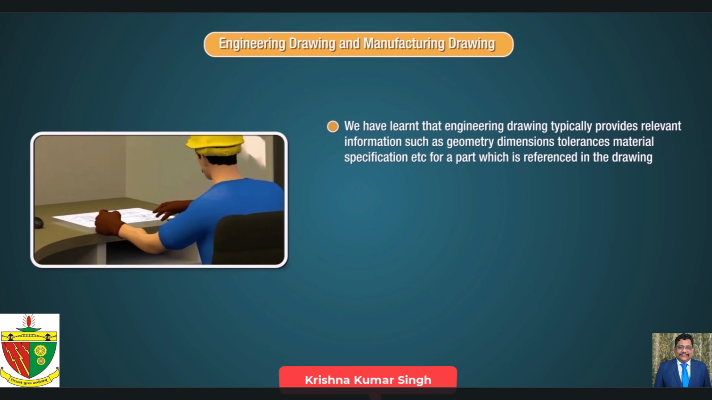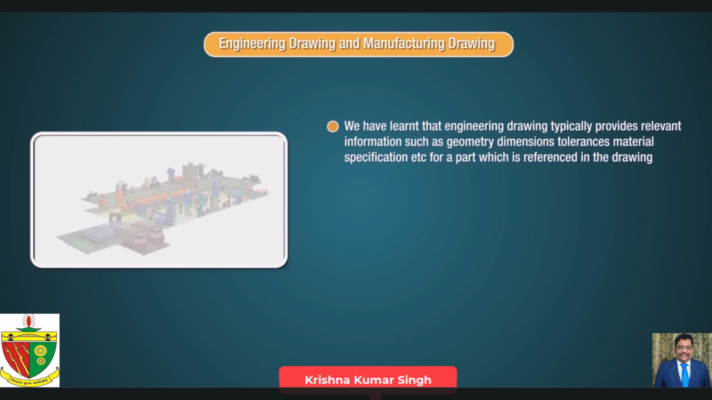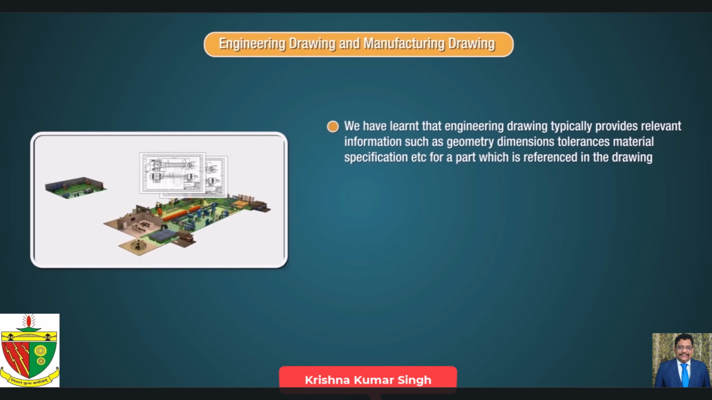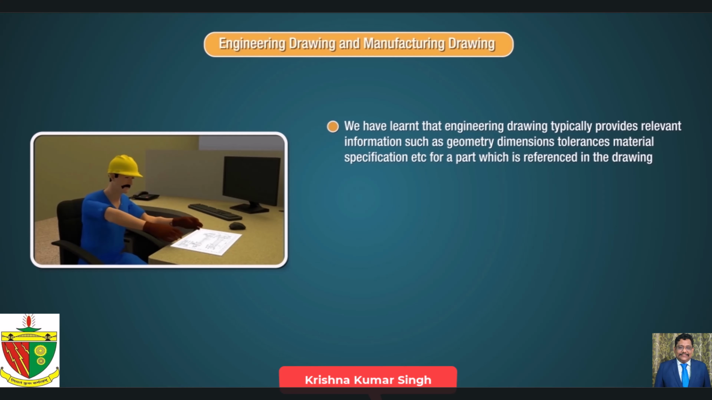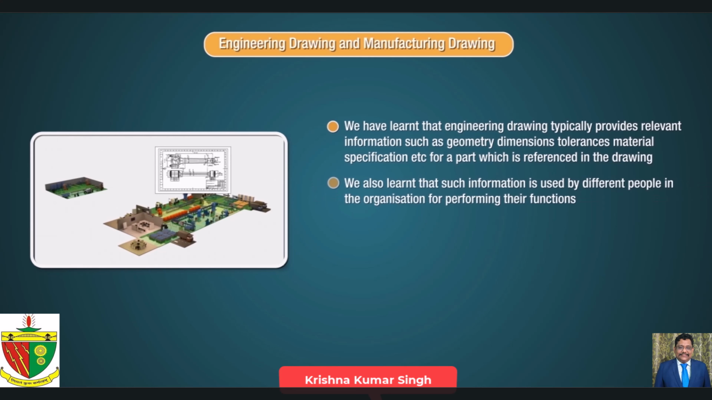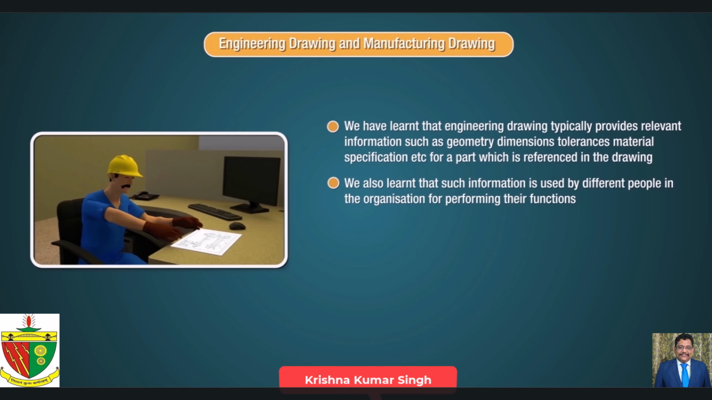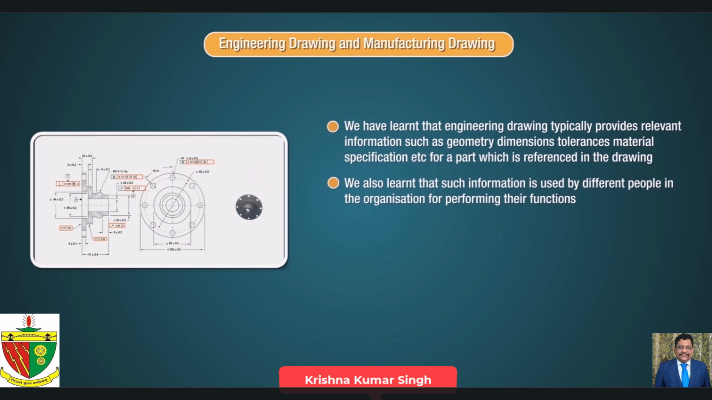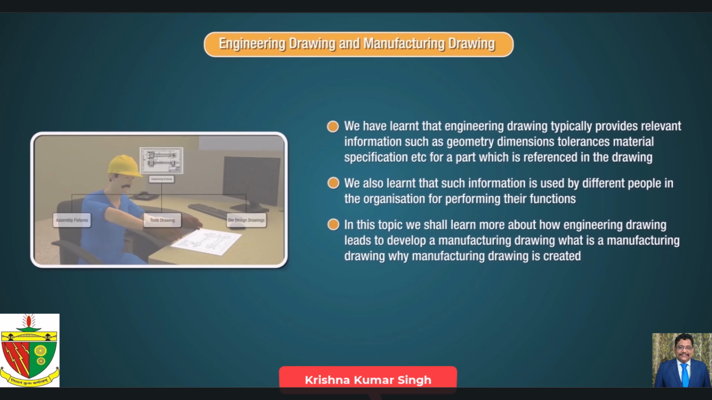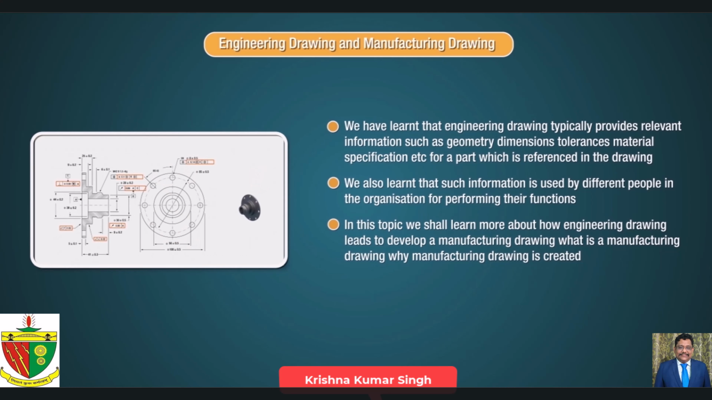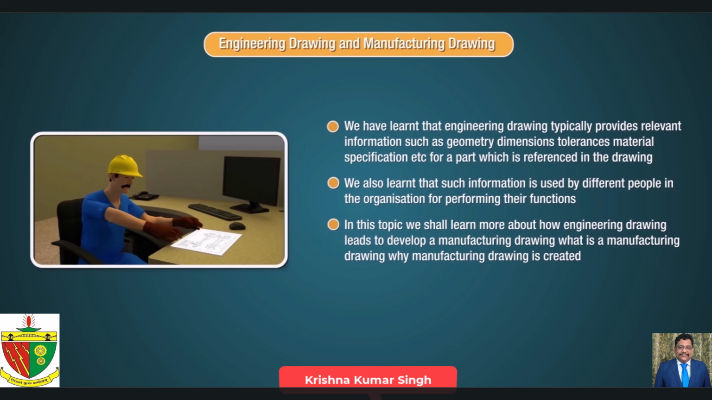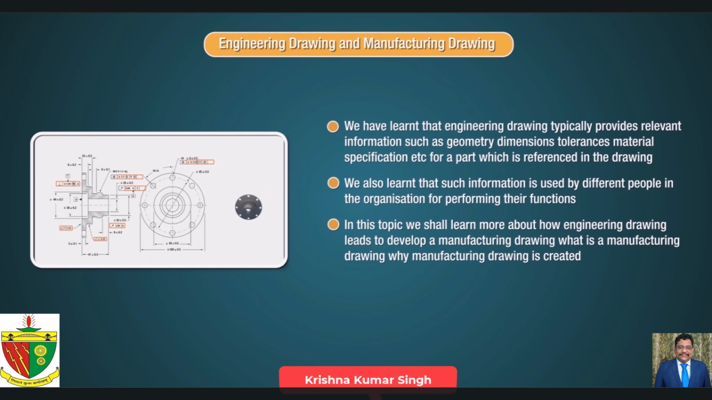We have learned that engineering drawing typically provides relevant information such as geometry, dimensions, tolerances, material specification, etc. for a part which is referenced in the drawing. We also learned that such information is used by different people in the organization for performing their functions. In this topic, we shall learn more about how engineering drawing leads to develop a manufacturing drawing, what is a manufacturing drawing, and why manufacturing drawing is created.